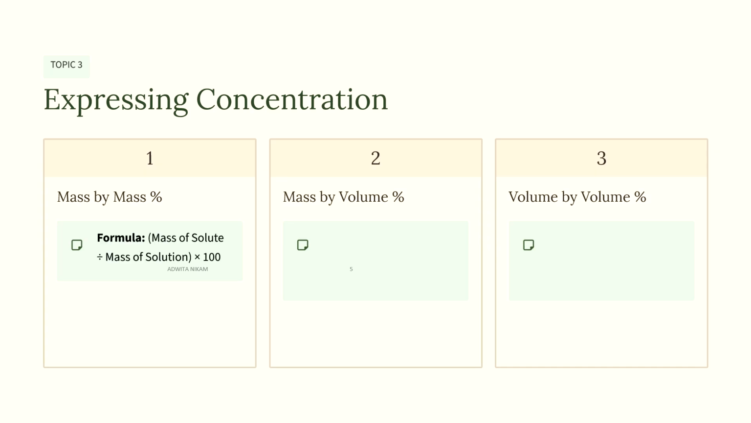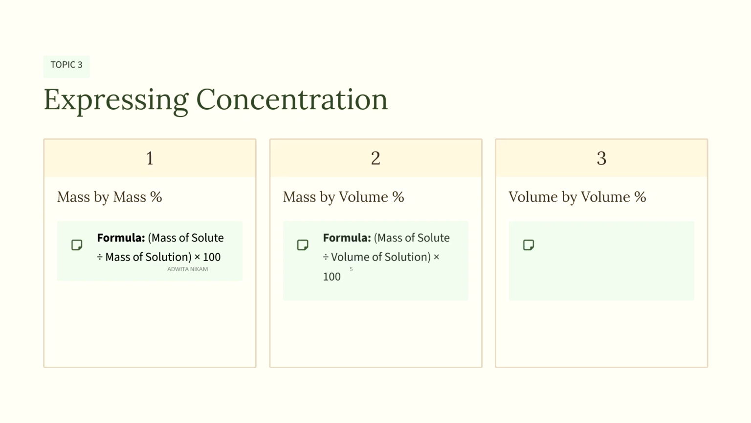First one, mass by mass percentage, is written as m by m percent. The formula is mass of solute divided by mass of solution multiplied by 100. Remember, mass of solution means solute plus solvent. That's a very important point. Suppose we dissolve 10 grams of sugar to make 100 grams of solution. The concentration becomes 10% mass by mass.